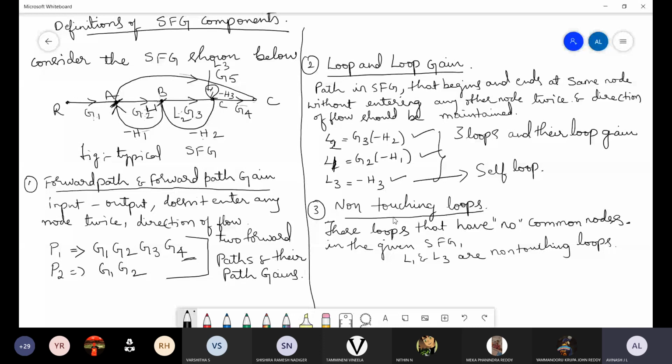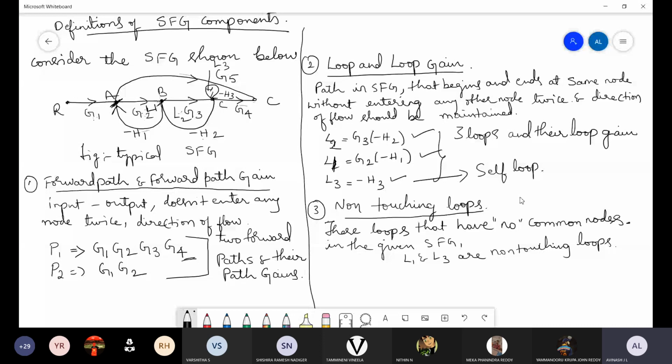So it is always better to go in a flow. Whichever comes first will be loop 1, the next is loop 2, like that you consider. So according to this, I modified it: L1 and L3 are a pair of non-touching loops. Clear? Yes, sir.